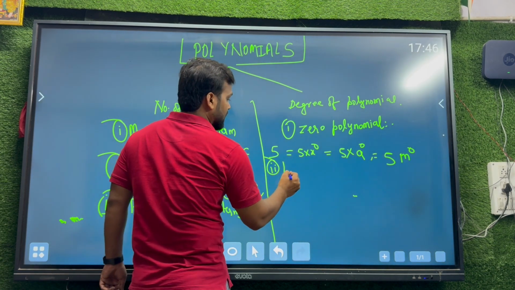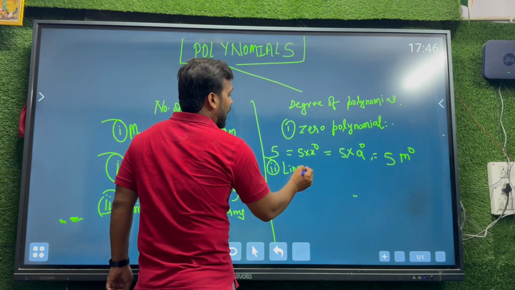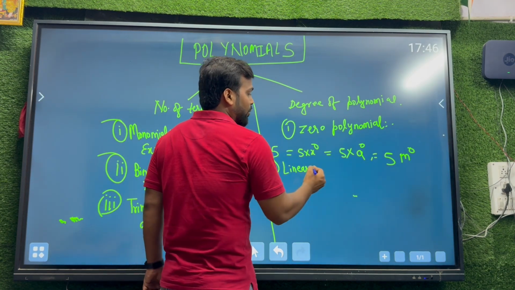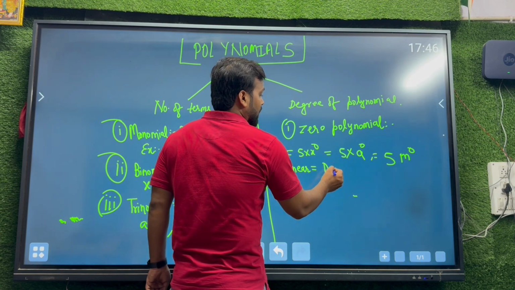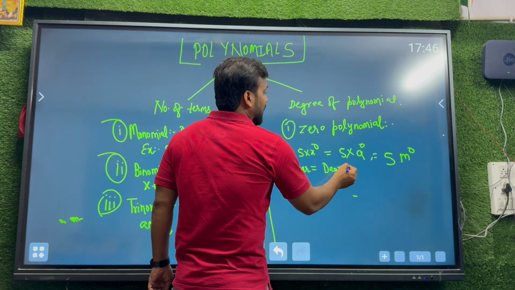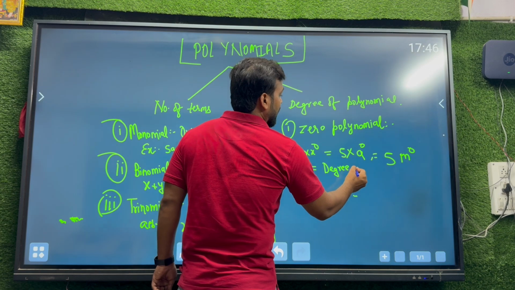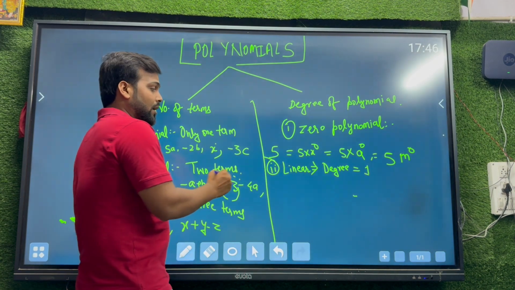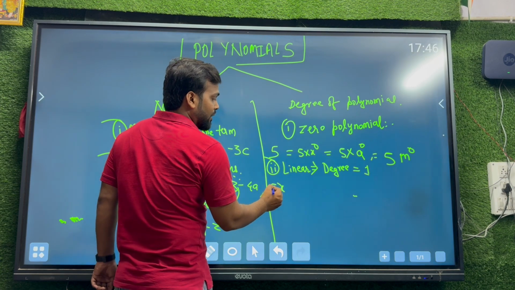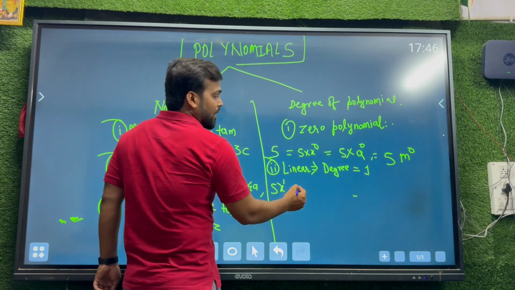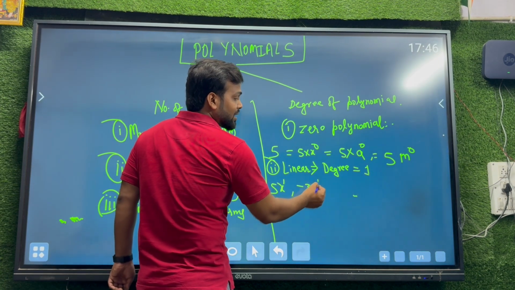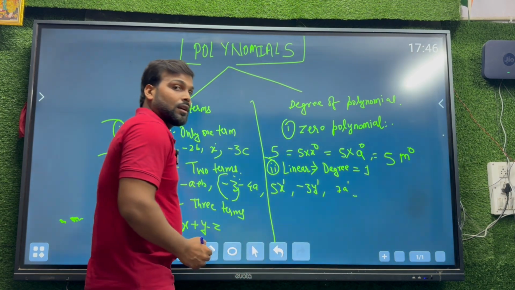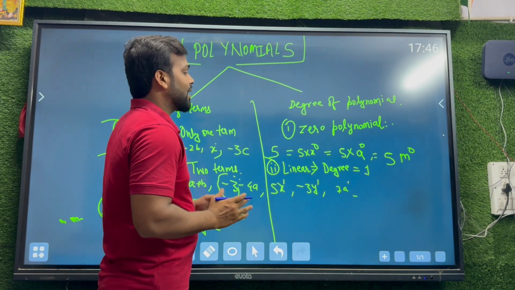Now let's define the second polynomial, that is the linear polynomial. Linear means power 1. So a polynomial having power 1 is known as a linear polynomial. The degree was 0 over here, and now the degree is equal to 1. So if I write 5x, it has power 1, minus 3y, y has power 1, and 7a has power 1. So these are called linear polynomials.